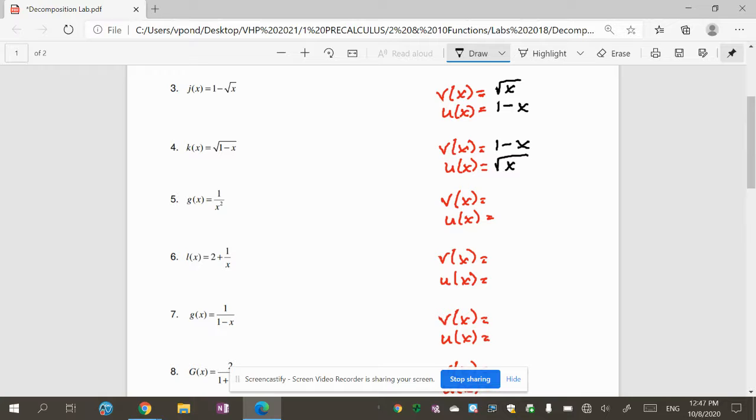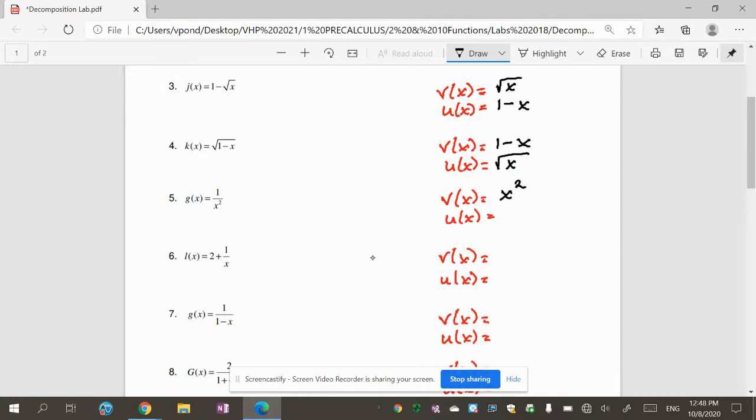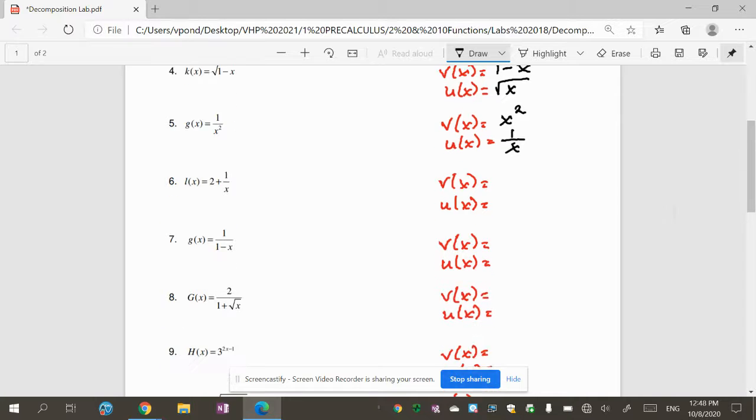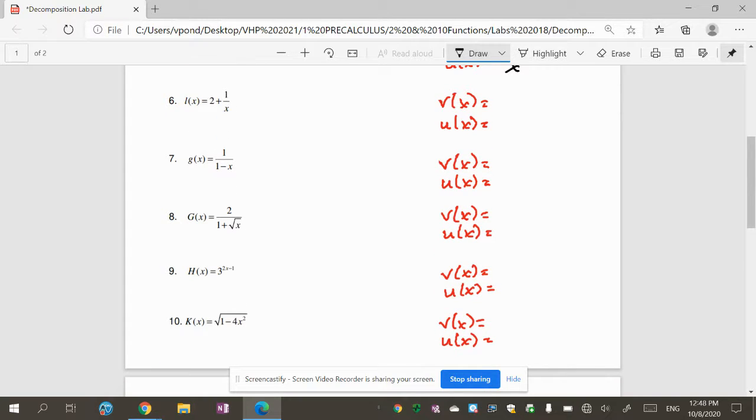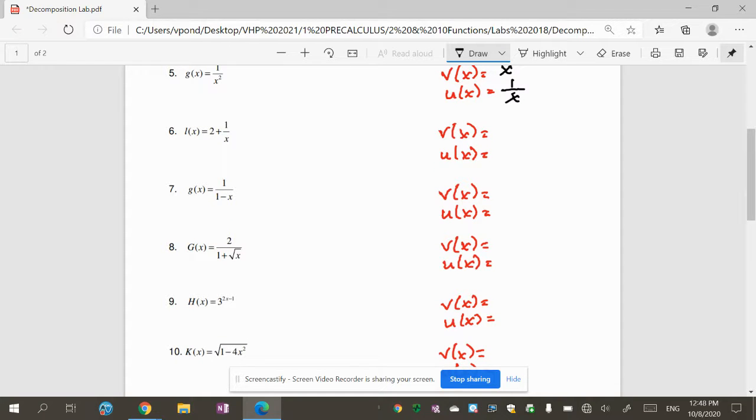Now, just one thing I want to tell you: you can never make your inside function just x. That is a really obvious answer, and that's not allowed. Okay, so for number 5, I'm going to say my inside function is x squared, and if I plug that into the function 1 over x, I would end up with 1 over x squared. You again can stop this at any time, see if you can try some on your own and see if you're doing it right. My inside function for this one is I picked 1 over x.